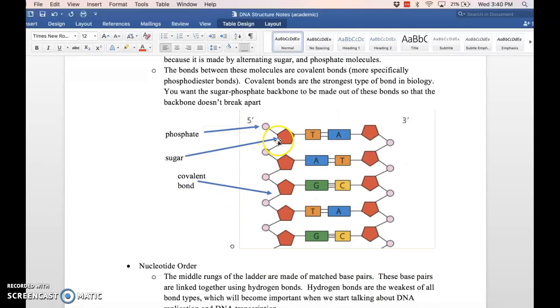You want these to be really strong so that you don't lose any of your nucleotides. You don't want this to be breaking and for this part of the DNA to be flying off in a different direction. You want that to stay exactly where it is in exactly this order. Because it's the order of these bases here, the A's, the T's, the C's, and the G's, that determines what your proteins end up looking like in the long run.